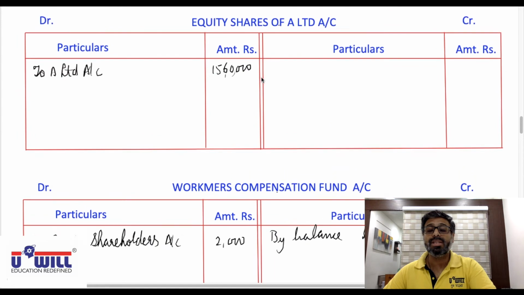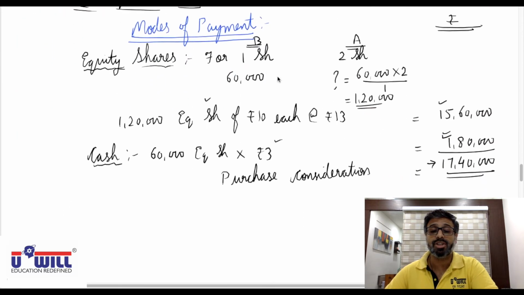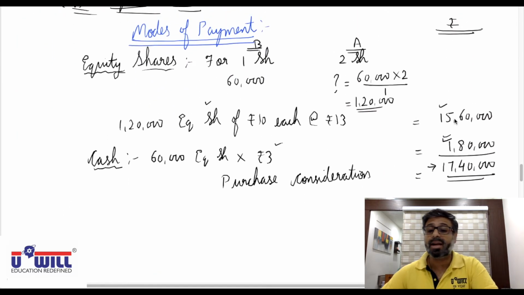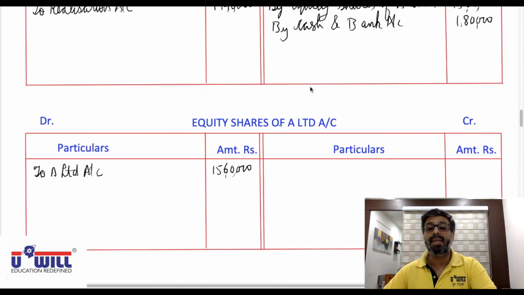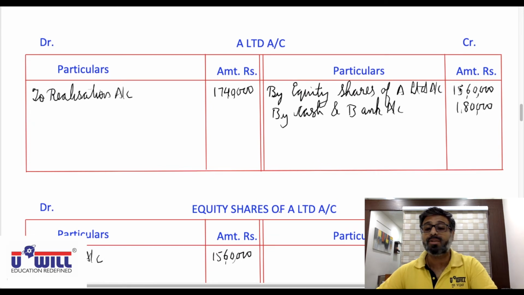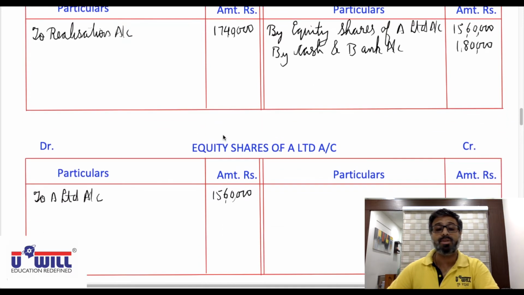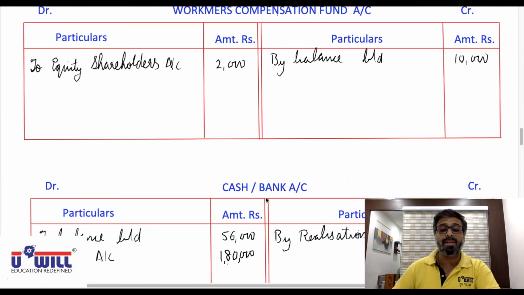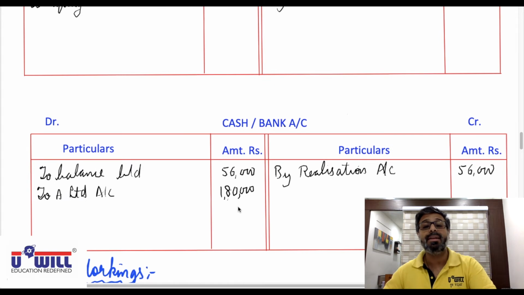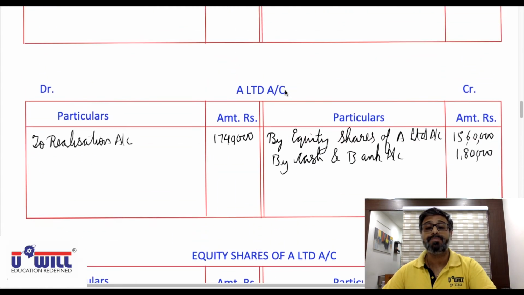I repeat, what is the journal entry for receiving the purchase consideration? Equity shares of A Limited account debit 15,60,000, cash and bank account debit 1,80,000, to A Limited account 17,40,000. In the A Limited account, on the credit side, by equity shares of A Limited 15,60,000, by cash and bank account 1,80,000, opposite accounts. Equity shares account debit, so equity shares on debit side to A Limited 15,60,000, cash and bank account debit, so cash and bank on debit side to A Limited 1,80,000. Did you all understand this?